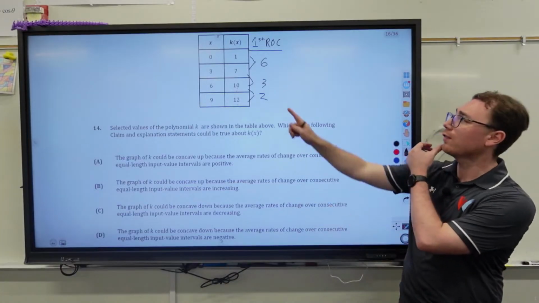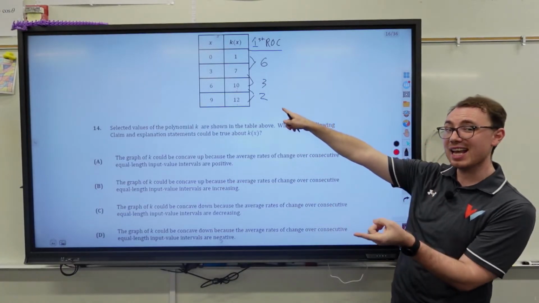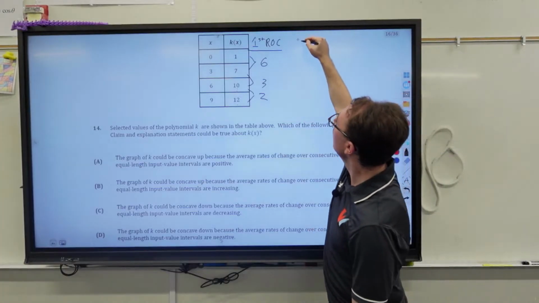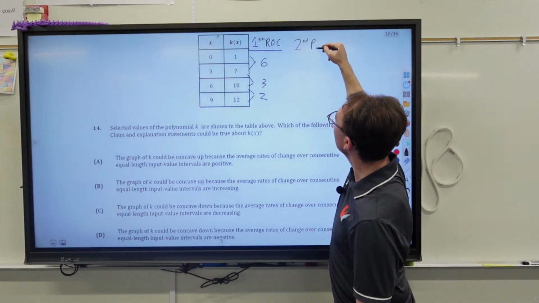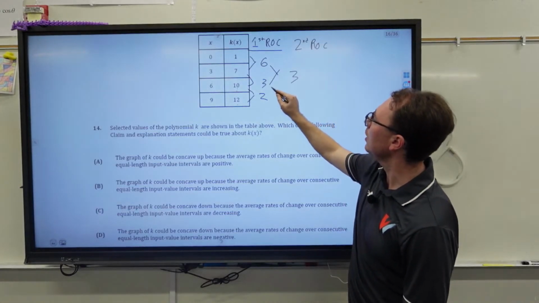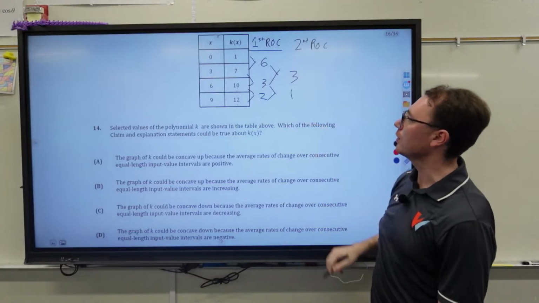So we know that for this one here, we can find the second rate of change and then try and find some more information from it. For this second rate of change, or the second ROC, we can see that 6 to 3 has a difference of 3. 3 to 2 here has a difference of 1.